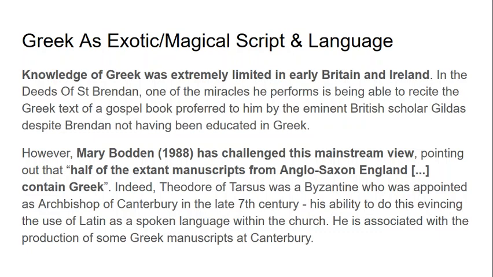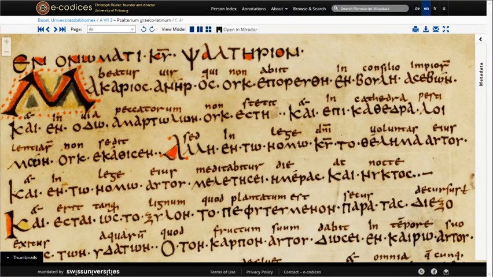But he is associated with the production of some Greek manuscripts at Canterbury, and chances are very good that he would have taught Greek to at least the first generation of students working under him in Canterbury. So there would have been some tradition of Greek education in early medieval England, and we know that the Venerable Bede also seems to have been able to read and write Greek, but we don't have evidence, I think, of Bede writing Greek, but certainly of reading it. But it should be said that few early medieval writers could.